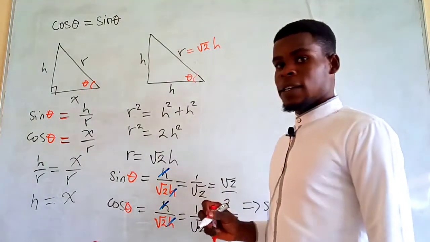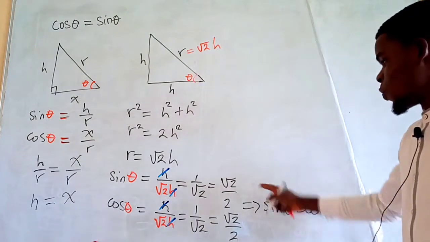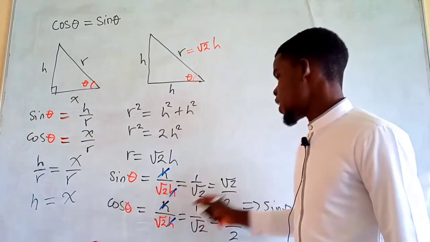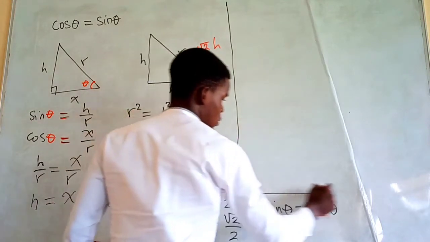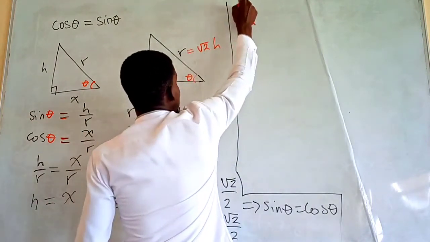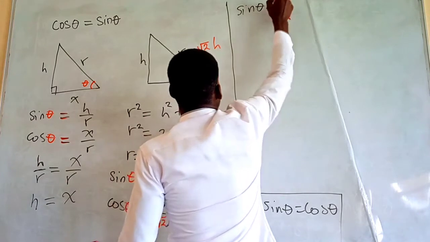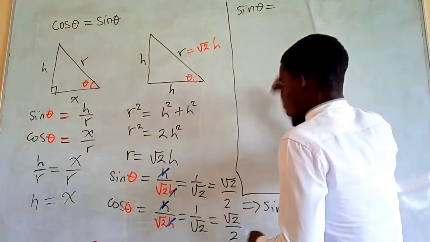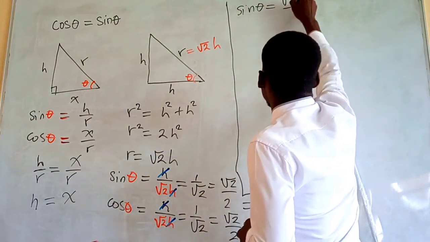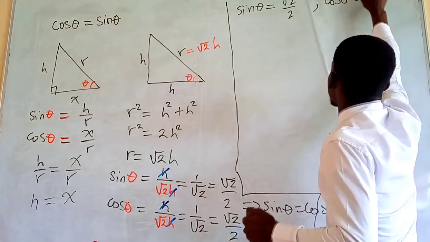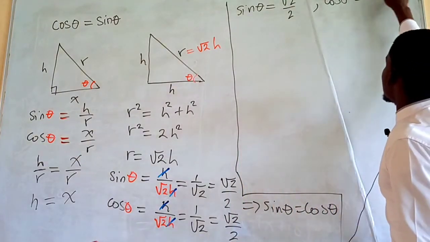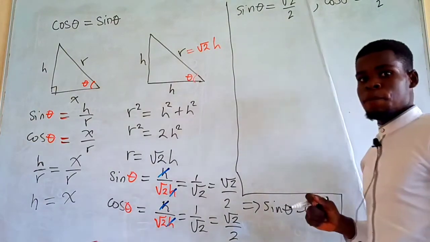So we've gotten what we wanted, but it follows from here that sine theta is equal to root 2 over 2, and also that cosine of theta is equal to root 2 over 2.